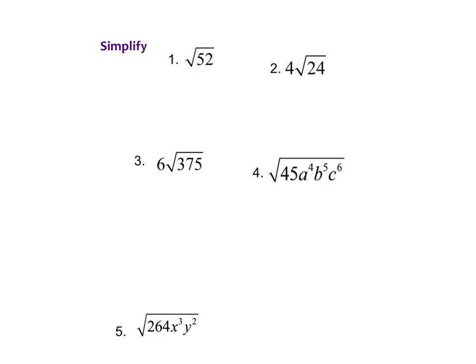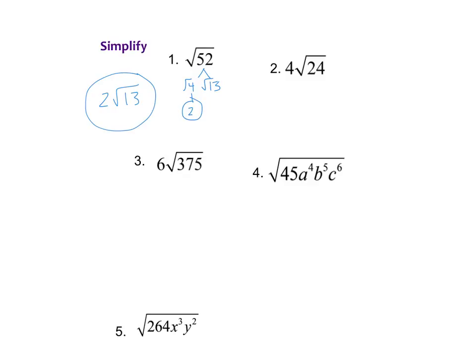The square root of 52. I want to look for the largest perfect square in 52, which would be 4, and then its pair is 13. The square root of 4 is 2, so out comes a 2, but the 13 stays underneath. So my final answer is 2 square roots of 13.